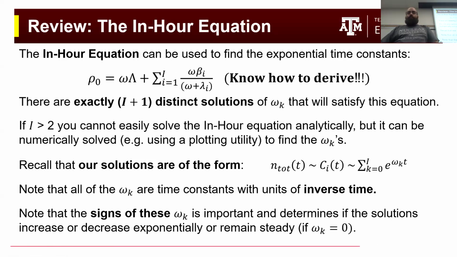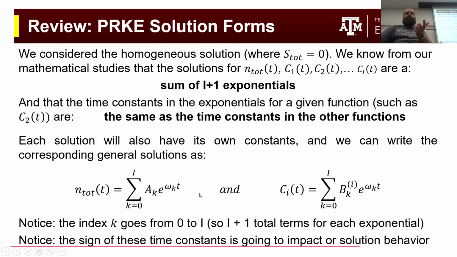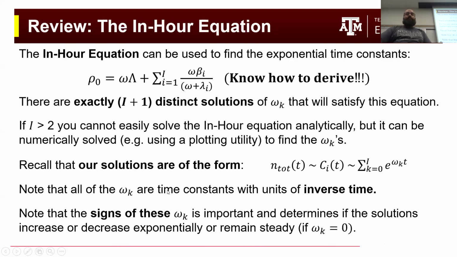And if we want to find those time constants, we have to solve the n-hour equation. This is also an important one to know how to derive. You could end up seeing that one on exam too. And basically, if you have I delayed neutron precursor groups, then there's going to be I plus one exponentials that you're solving for, which means that there's I plus one time constants that we need to find.